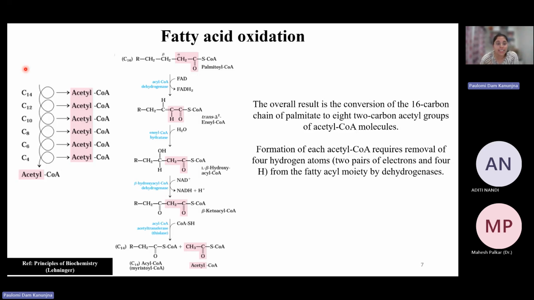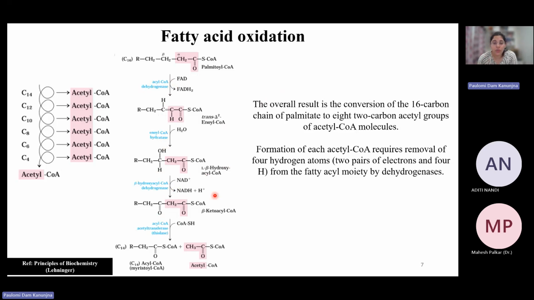And how does one acetyl coenzyme A formation, or the first breakdown, take place? By these 4 steps. The first enzyme is acyl coenzyme A dehydrogenase. Second is enoyl coenzyme A hydratase. Third is beta hydroxyacyl coenzyme A dehydrogenase. And fourth is acyl coenzyme A acetyltransferase, also called thiolase. Yes, they look like very heavy names, but that's how it is. If you remember the components formed in each step, it should be intuitive to you, right?